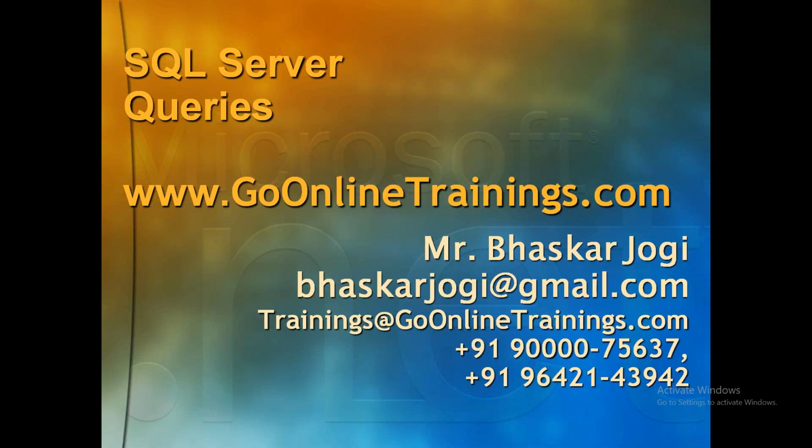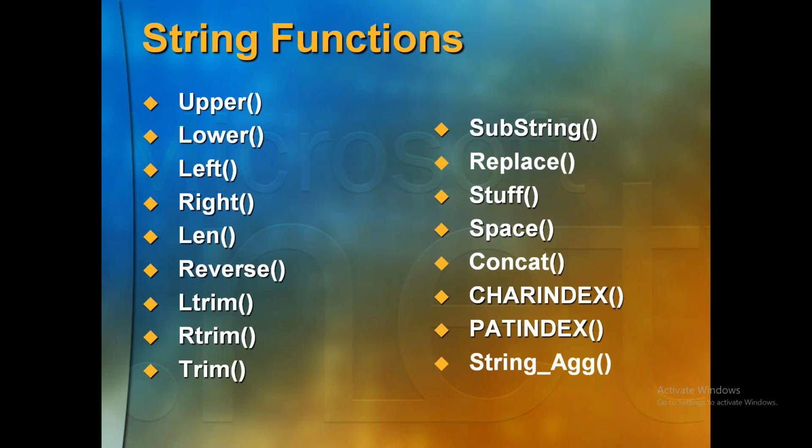Now, apart from that, we have a lot of string functions. Okay, we have upper, lower, left, right, length, reverse, LTRIM, RTRIM, substring, replace, stuff, space, concat we discussed, and coalesce also we discussed, right? So CHARINDEX, PATINDEX, STRING_AGG. These are the string functions available. So we had seen mathematical functions, right? Aggregations, count star. So all these things we had seen: average, min, max.